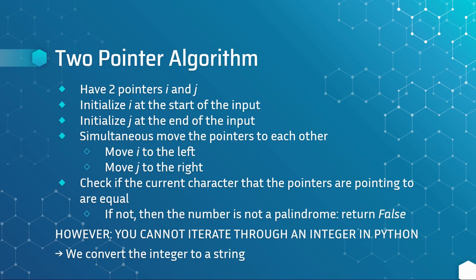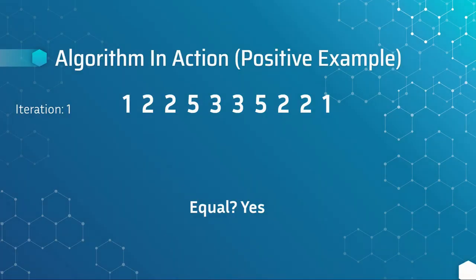However, you can't iterate through an integer in Python. So we have to convert the integer to a string. Here's the algorithm in action. This is a positive example, meaning that this number is a palindrome. So this is the first iteration, and you have i and j at their starting positions. And we move on to the next iteration and shift i and j.